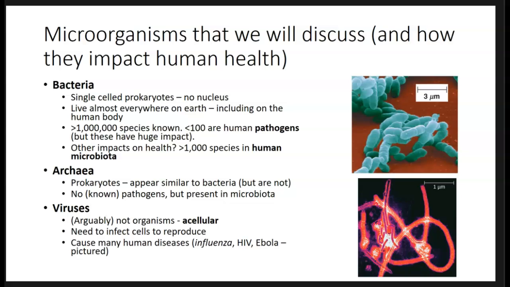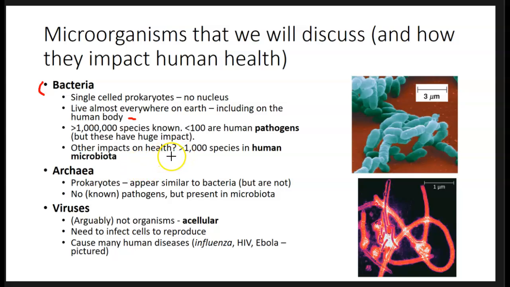So these are some of the microorganisms that we'll discuss in this course. We'll talk about bacteria, which are single-celled organisms that are prokaryotes, so they don't have a nucleus. They live almost everywhere on Earth, including in the human body. There are millions of species known, but less than 100 are human pathogens. These human pathogens have a huge impact on human health, and so we're going to talk about those a lot. But know that the vast majority of bacteria are, on the whole, better for us than bad for us.